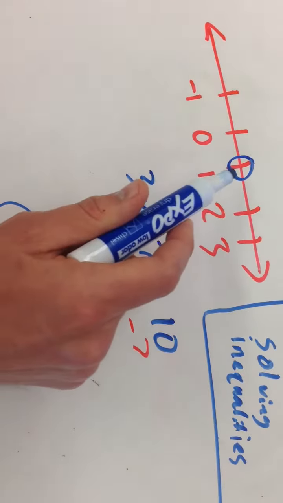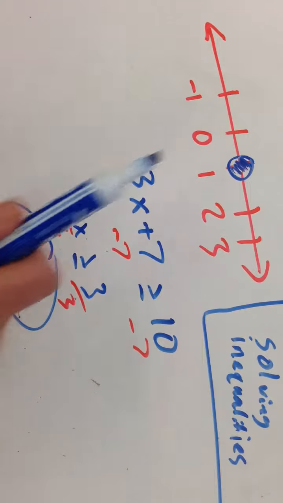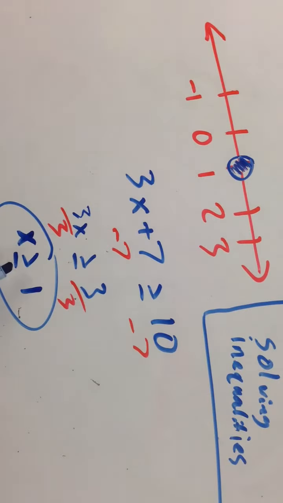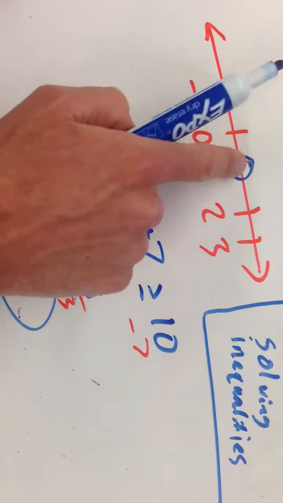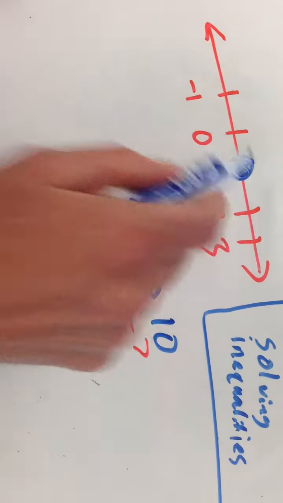Sometimes we're going to use an open circle, and sometimes we're going to use a shaded circle, right? We're going to use a shaded, filled-in circle in this case because 1 itself is a solution, because 1 is greater than or equal to 1. If it was only the numbers bigger than 1, I'd use an open circle to show that 1 itself wasn't a solution. But because I have that or equal to sign, I'm going to just shade that in.